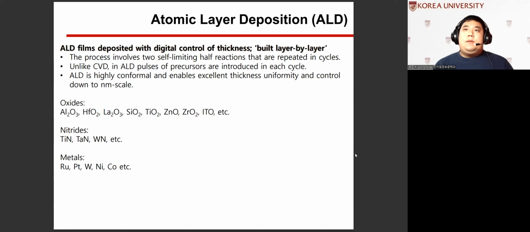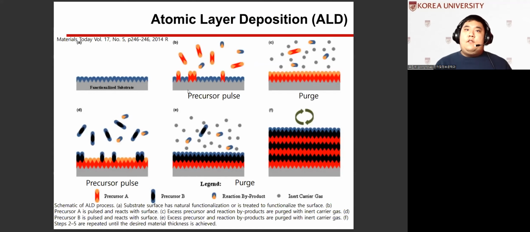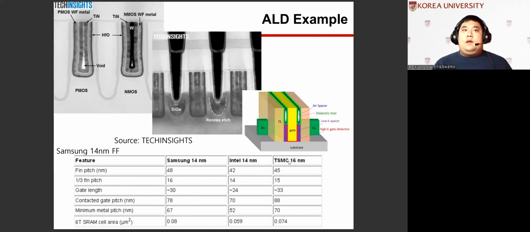Nowadays, in the semiconductor field, atomic layer deposition, or ALD, is widely used because with this technology we can grow the layers in atomic layers, and we can even bake multiple layers chemically with different materials. With these ALD technologies, a lot of modern semiconductors, especially 3D structures, can be made.